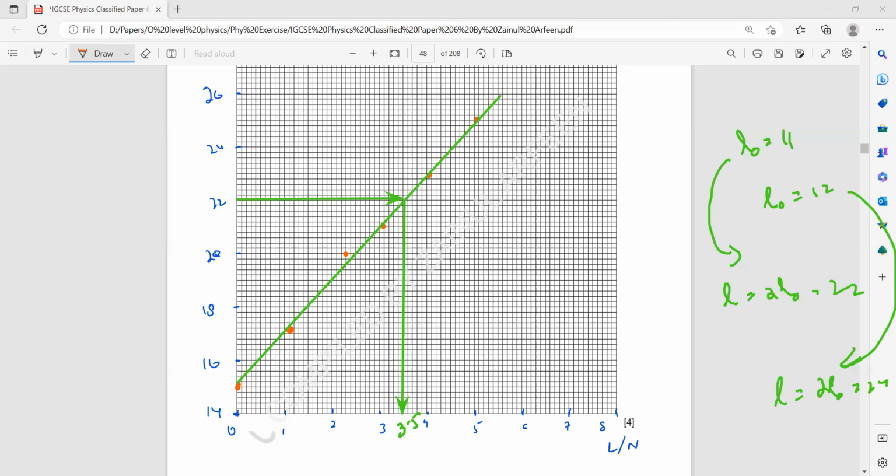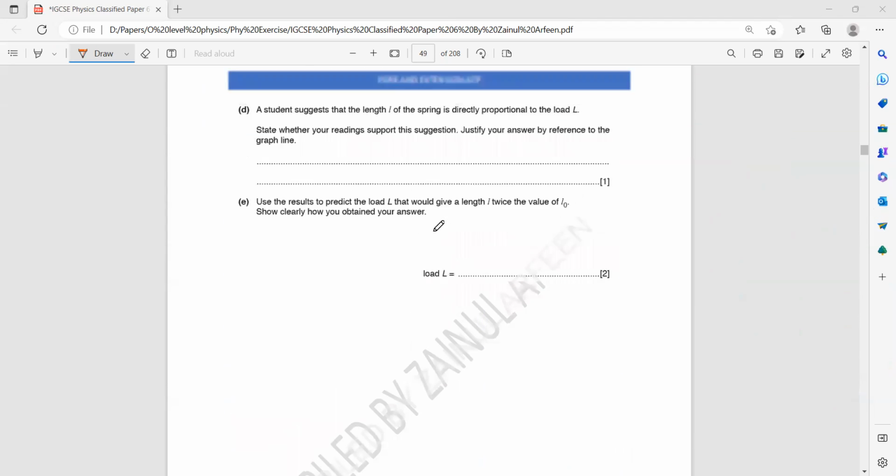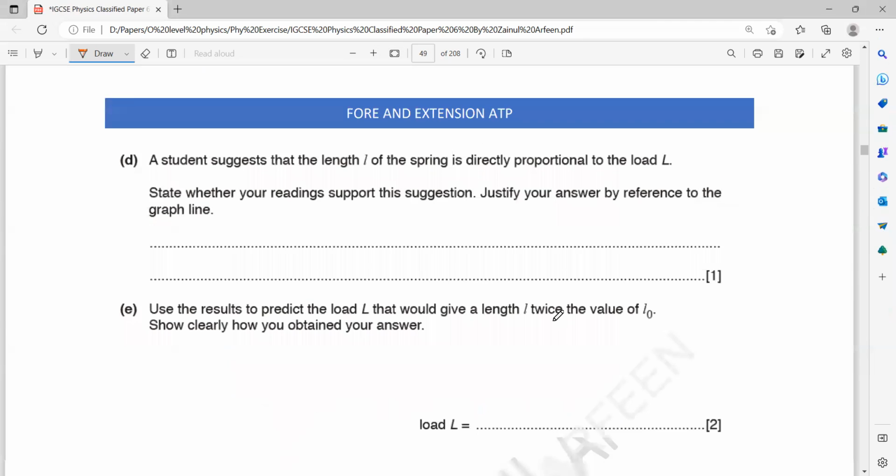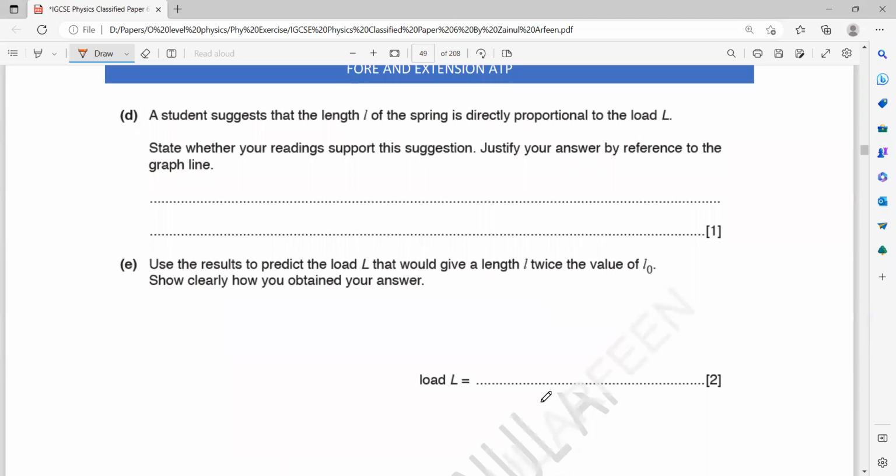How will you know whether it should be a best fit straight line? In physics, most of the quantities should have a best fit straight line. In chemistry you draw curves, but in physics straight line graphs are there, so a straight line graph should always be best fit. So the load is equal to 3.5 Newton.